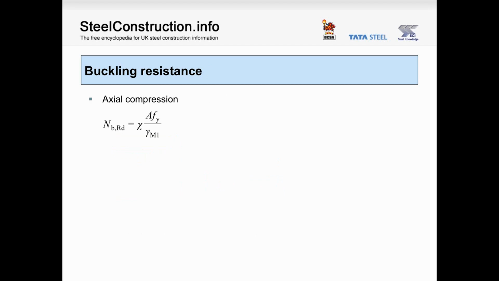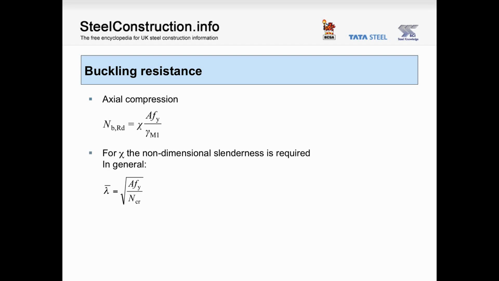Moving on then to buckling resistance. First of all, considering elements subject to axial compression. The axial resistance is a reduction factor chi multiplied by the area multiplied by yield divided by, this time, gamma m1, which again from the UK National Annex is 1.0.